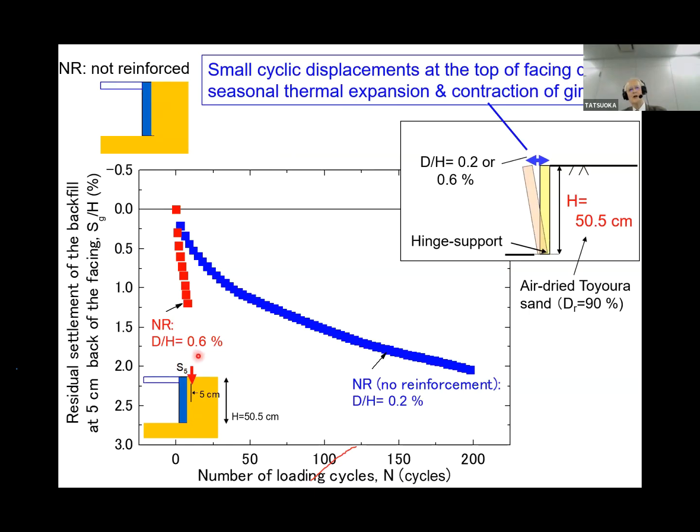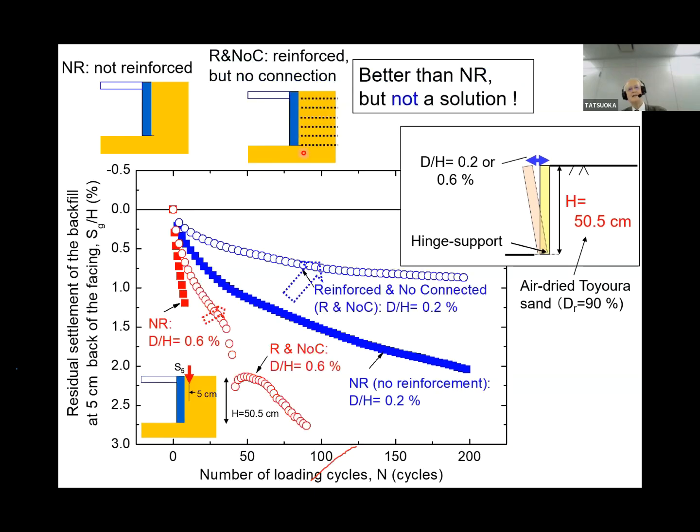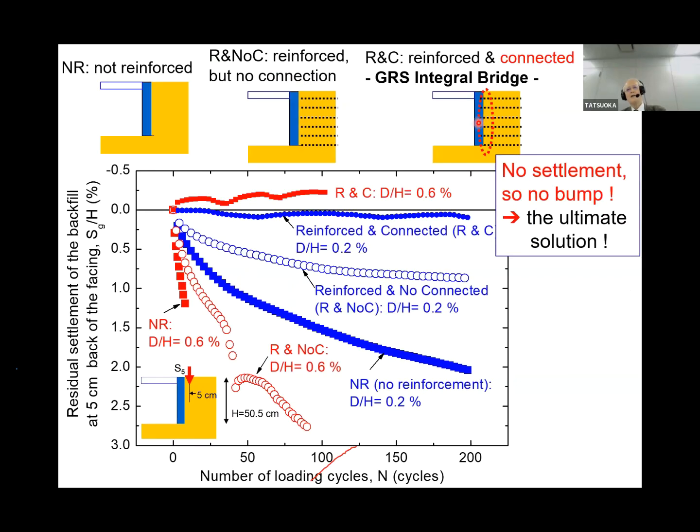0.6% of the wall height, like this. When we arrange the grid but there is no connection between the facing and the grid, settlement is still large. When the grid is connected to the facing, now there is no settlement.